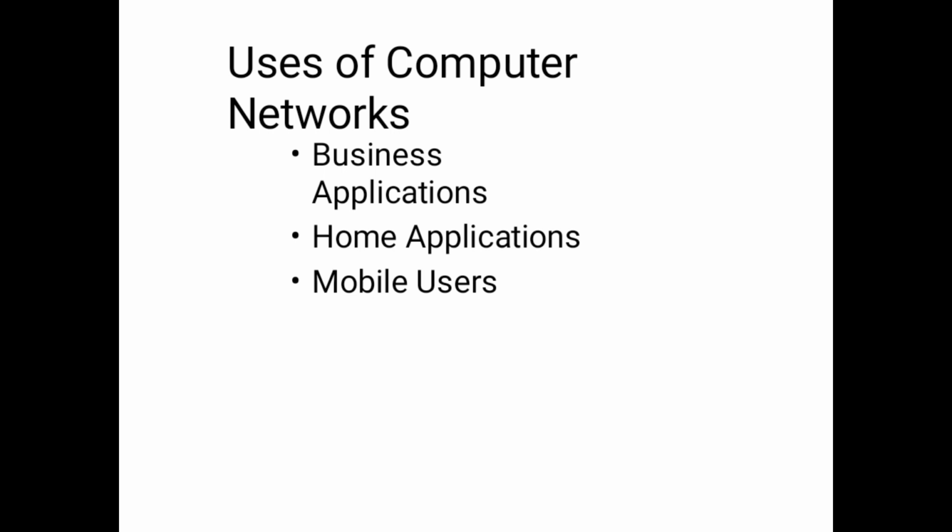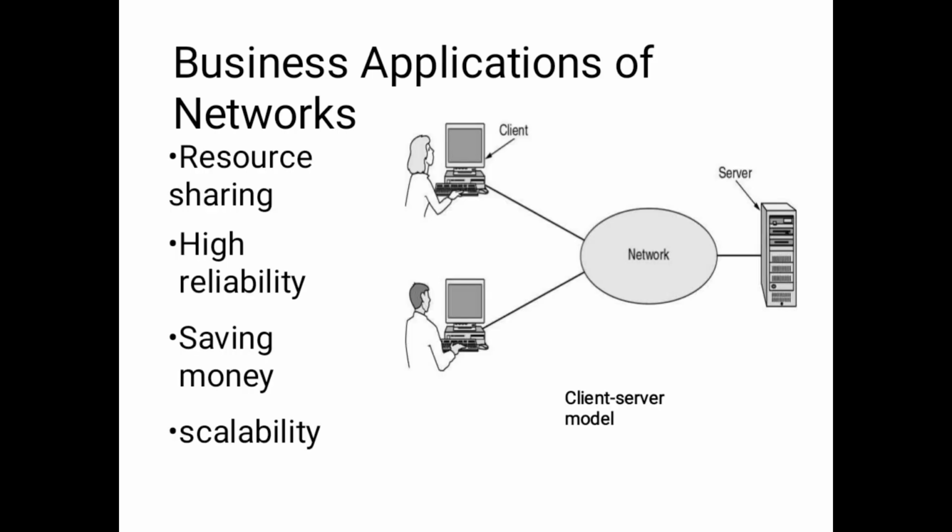Coming to uses of computer networks. Here we have business applications, home network applications, and mobile network users. In business applications of networks, the diagram shows the client server model. Here we can share resources, and it provides high reliability, saving money, and scalability. Interaction between the client and server can be done over the network.